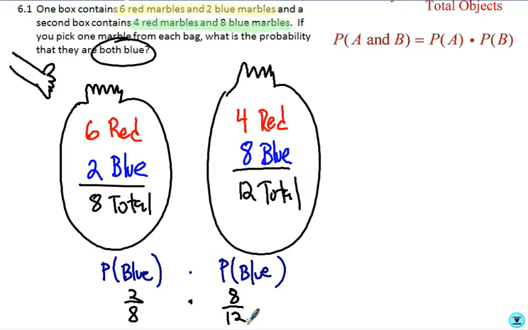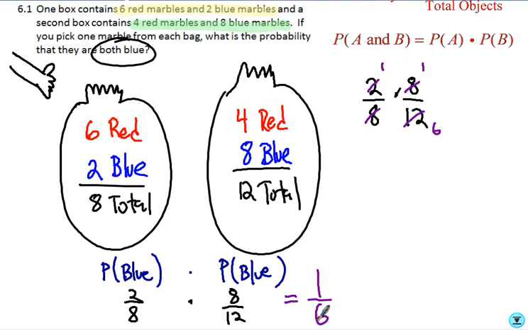Now let me just rewrite this. I've got 2 eighths times 8 over 12. I can do some cross-canceling here. 8 goes into 8 once, 2 goes into 12 6 times. So I would end up getting a fraction, which would be 1 in 6. So I have a 1 in 6 chance.